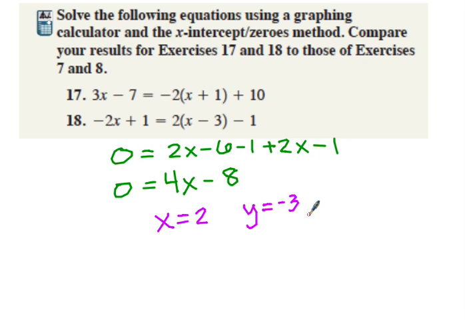So this tells me that if I'm selling widgets or whatever, when I sell 2 of them, I break even. If I sell more than 3, I'm going to start making money. If I only sell 1 or 0, I'm losing money. Okay, so you can use that as like a profit equation if we had that situation.